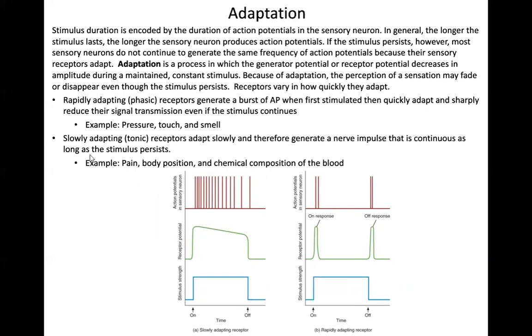Slowly adapting, what we see is the stimulus is persisting. Over time, our generator receptor potential is decreasing. We're still creating action potentials, but over time they start to separate out, which means our frequency is going down. But do they disappear? No. We generate nerve impulses as long as the stimulus persists. Examples would be pain, body position, chemical composition of the blood. Think about those sensations compared to these.